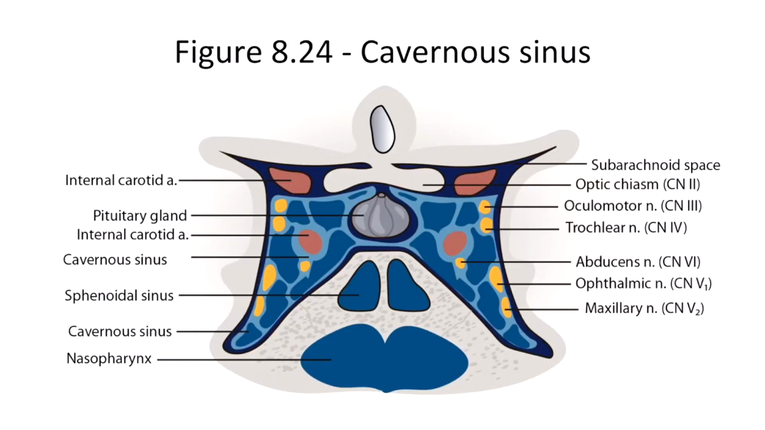This is figure 8.24, which shows a coronal view of the cavernous sinus. Again, notice that cranial nerves 3, 4, parts of 5, and 6 all traverse the cavernous sinus. We can also see the internal carotid artery right here. Okay, with this in mind, let's do a few questions.